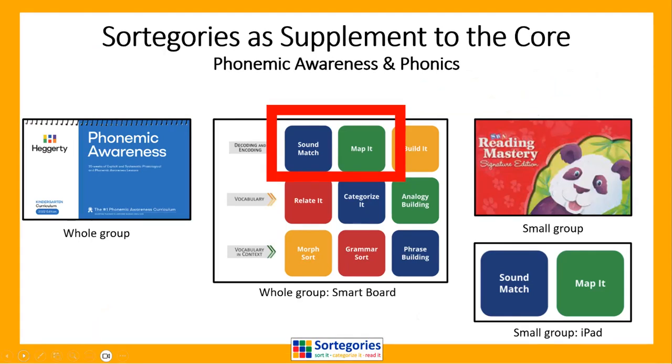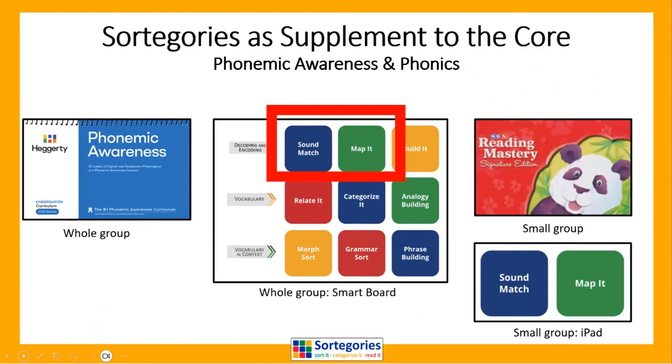In a self-contained kindergarten classroom, I have 12 students. Our literacy block begins with phonemic awareness. We do one lesson of Haggerty whole group, followed by Sound Match and Map It of Sortegories. We do this whole group on the smartboard.